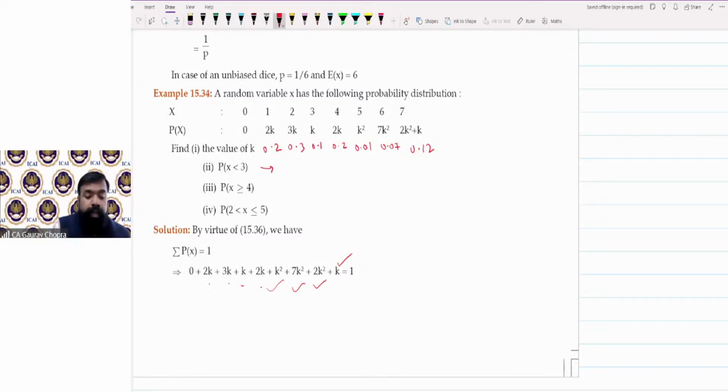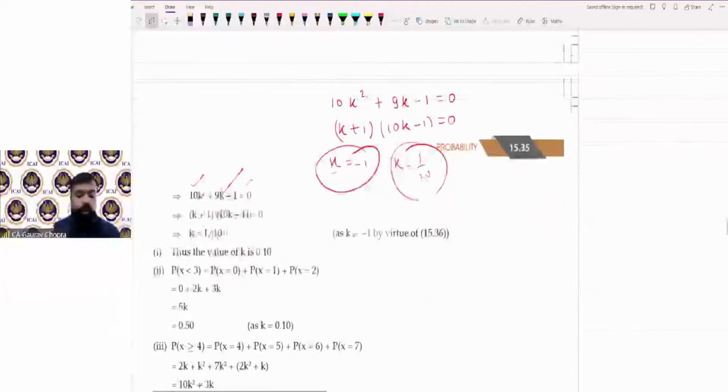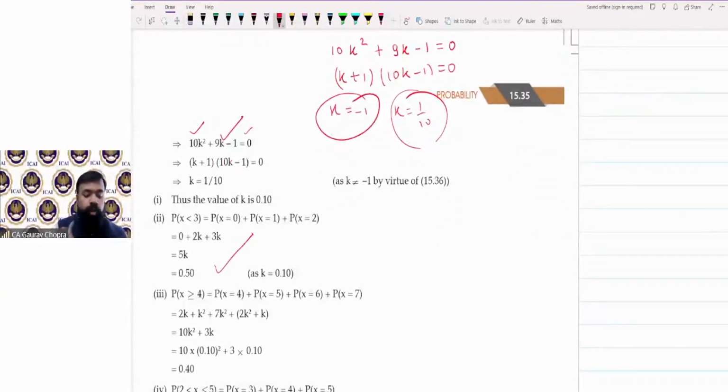Now the second part is asking for the probability of x less than 3. So less than 3 we have to cover. So 1, 2, 3, these three cases we have to cover. So add 0.2, 0.3, it becomes 0.5. So 0.5 becomes the answer for the second part.